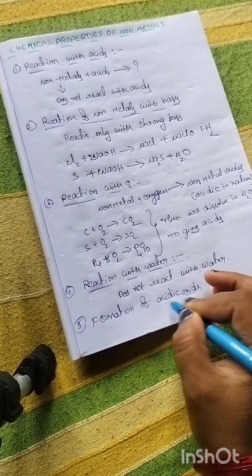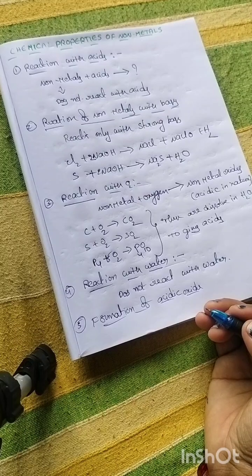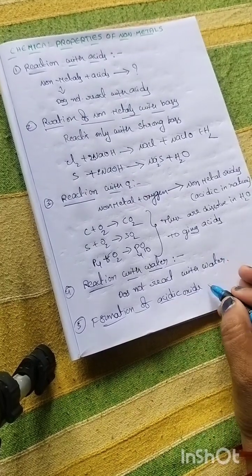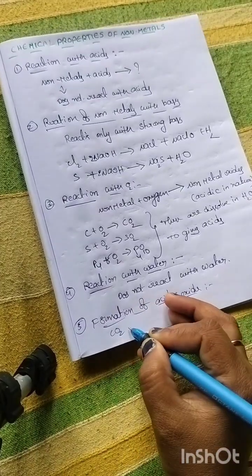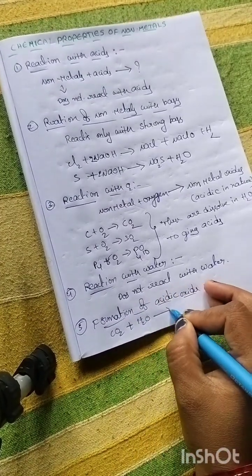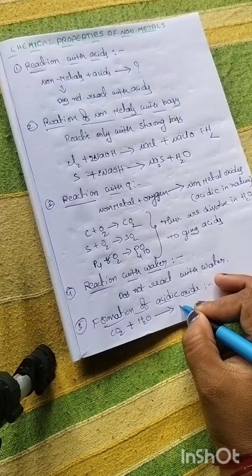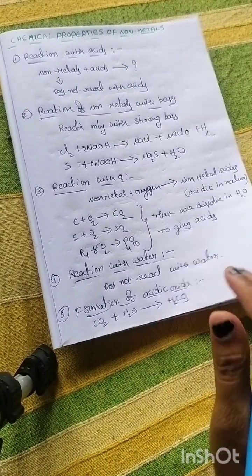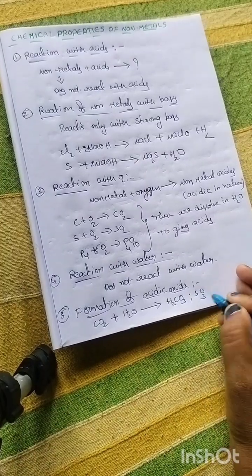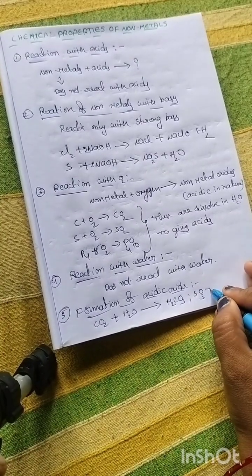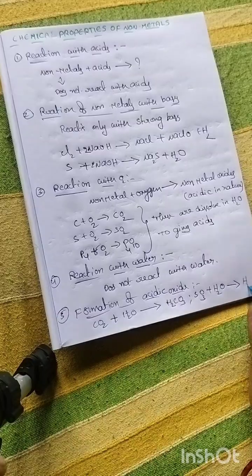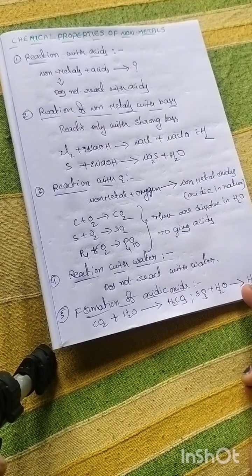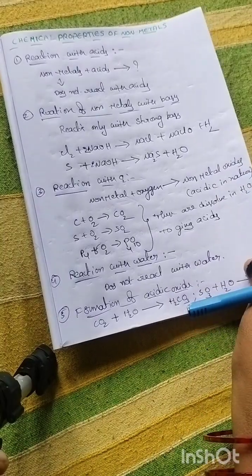Fifth chemical property, formation of acidic oxide. When nonmetals react with oxygen, they produce nonmetal oxides. These nonmetal oxides react with water to produce acids like carbonic acid, H2CO3. CO2 reacts with water to form carbonic acid H2CO3, and SO3 reacts with water to form sulfuric acid. So these are the acidic oxides.